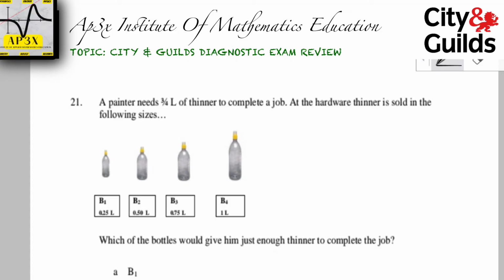So a painter needs 3/4 liter. I don't think this represents money. I think it just represents liters. Okay, so this is not actually 25 cents a liter. I think it's just 0.25 liters, 0.50 liters, 0.35 liters, and 1 liter. Okay, so this is a liter bottle at 3/4. So 0.75. If you check out 0.75, this bottle will give him some overs. But they want which bottle would give him just enough thinner.